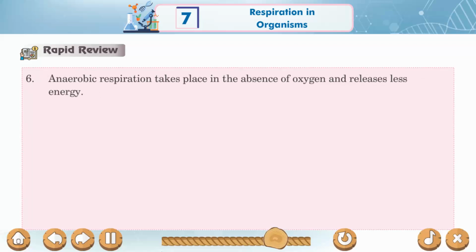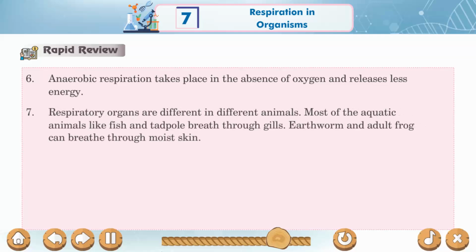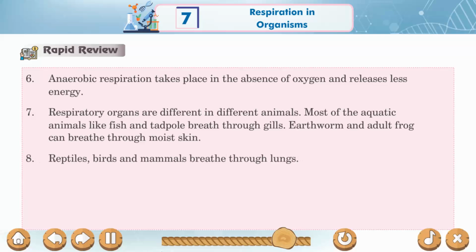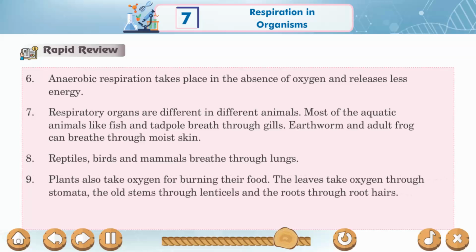6. Anaerobic respiration takes place in the absence of oxygen and releases less energy. 7. Respiratory organs are different in different animals. Most of the aquatic animals like fish and tadpole breathe through gills. Earthworm and adult frog can breathe through moist skin. 8. Reptiles, birds and mammals breathe through lungs.